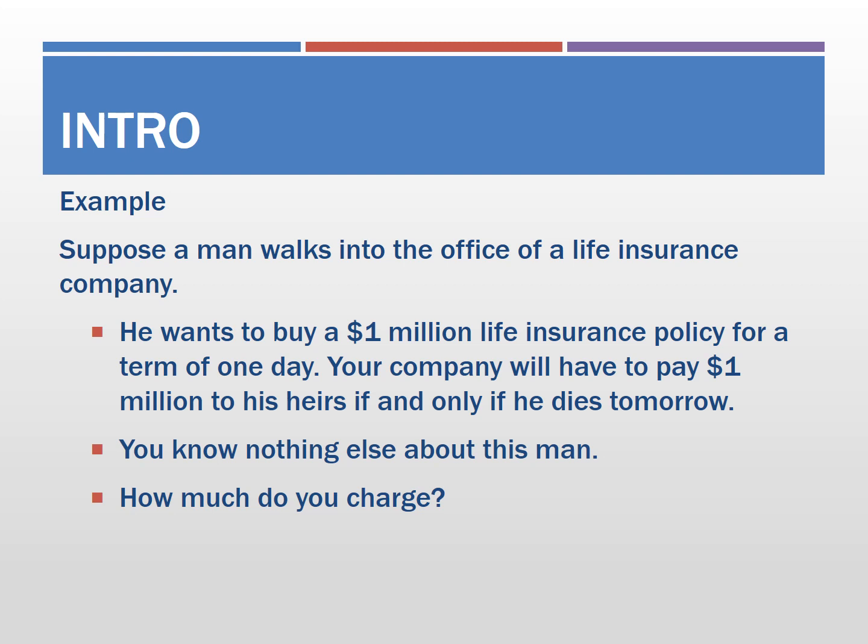And suppose there is a man walking into the office one day of a life insurance company that you run. And this guy asks you, well, you know what? I want to buy a $1 million life insurance policy just for one day. Well, this means your company will have to pay $1 million to this guy if he dies tomorrow or before tomorrow. So within 24 hours, if anything happens that causes his death, your company will have to pay that $1 million.